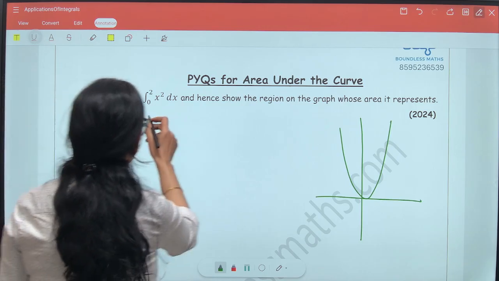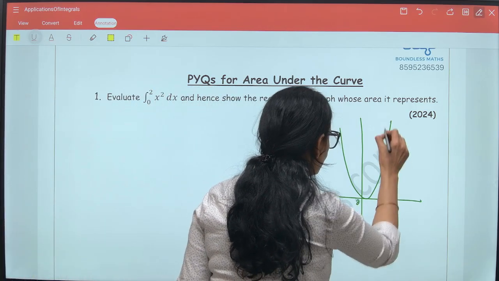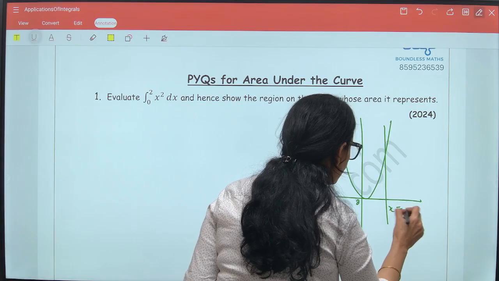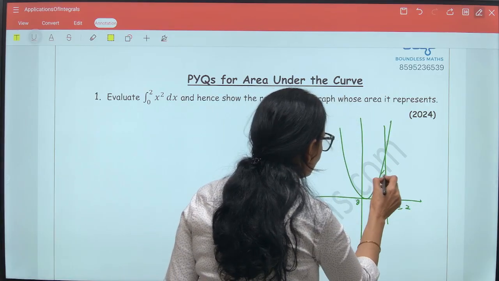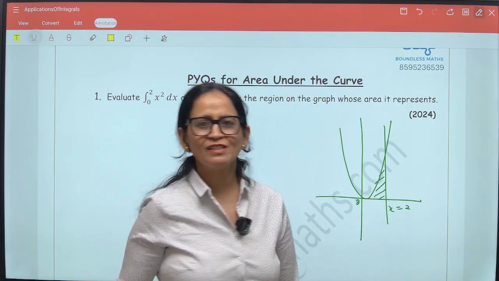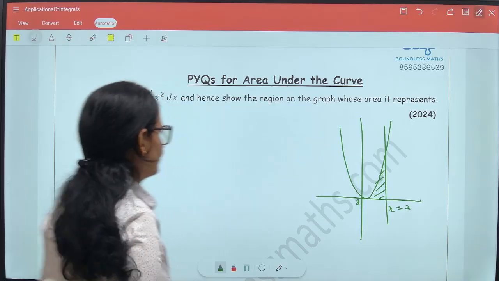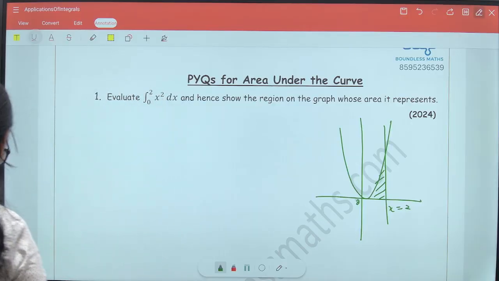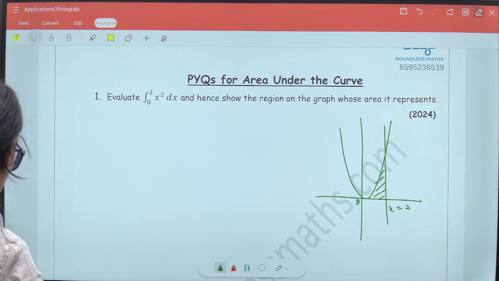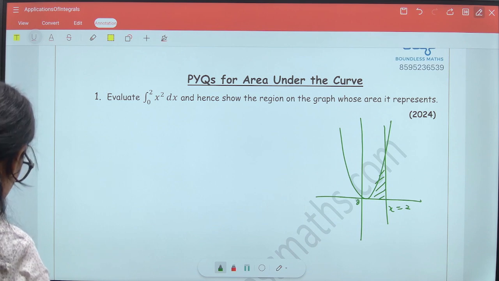So x is going from 0 to 2. So there is x is equal to 2 and x is equal to 0. So you need to find this area. Pause this video right away and try to find this area. So how do we do that? So you just need to integrate x square with respect to x.